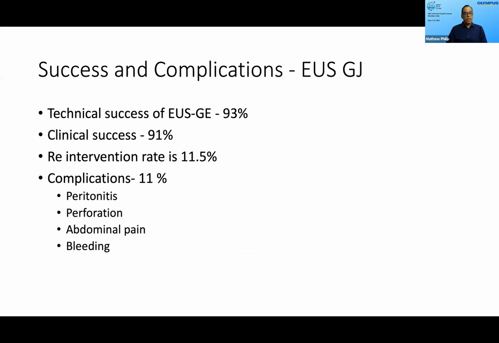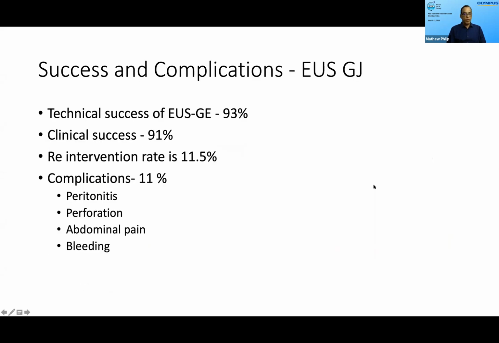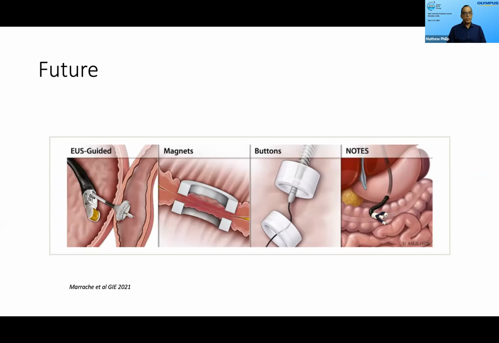Complications do occur. They include peritonitis, perforation, abdominal pain, bleeding, and another important thing is the maldeployment of the stent. So what's the future of this? We know that EUS-guided is a very nice procedure, but similarly there are so many other procedures coming up in the background. One is about the magnets, and then buttons and knots are coming in a big way. You make an opening inside and then do an anastomosis outside the stomach, bring it towards the gastric wall and make an anastomosis. But I think EUS-guided GJ is a procedure with a great future.